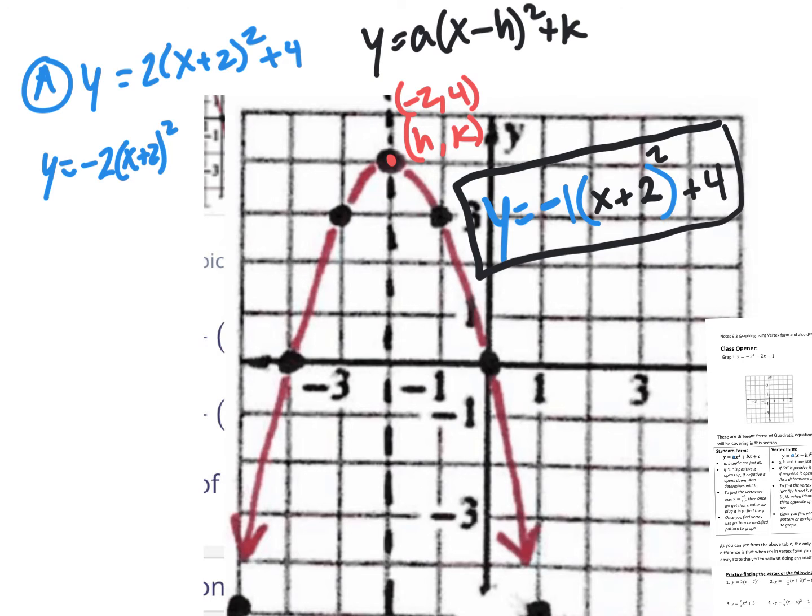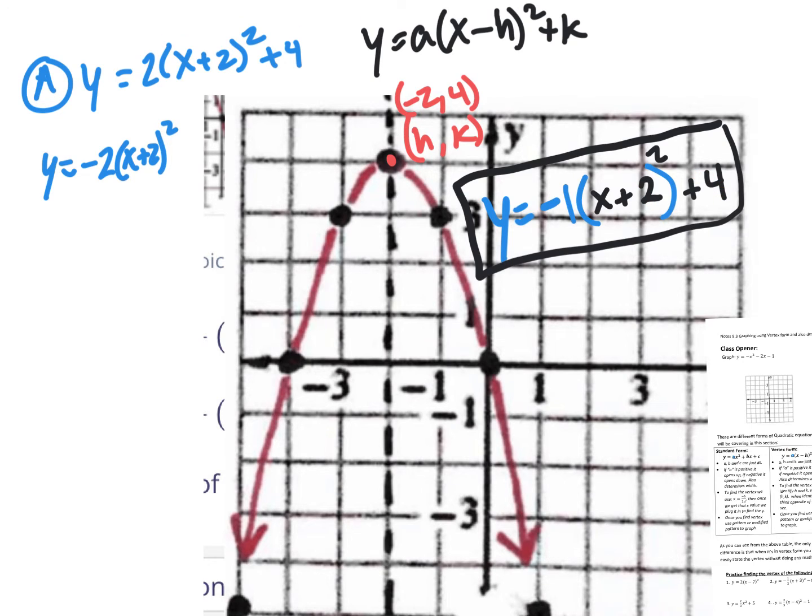And we need to be able to do this on tomorrow's quiz. I give you a parabola. You should be able to identify the a value. Is it positive? Is it negative? Is it a regular U-shaped curve, or is it narrower, or is it wider? And then what is your hk value? And that's what belongs in here and right there.